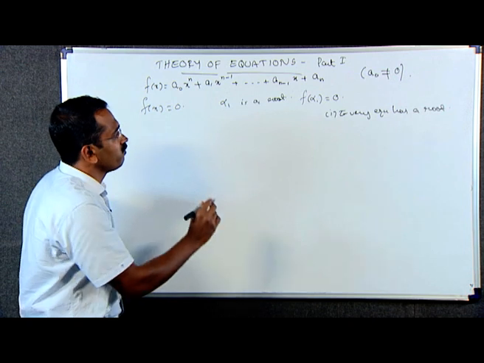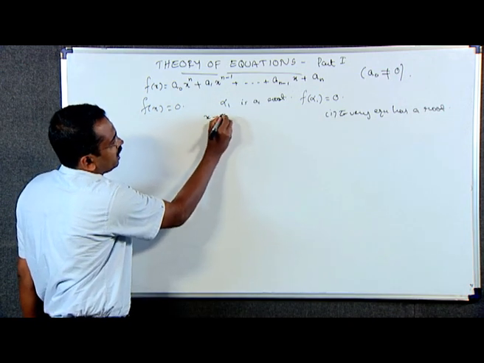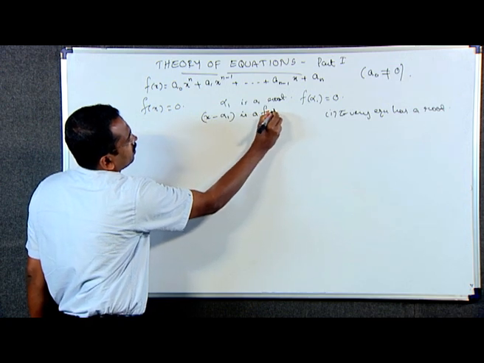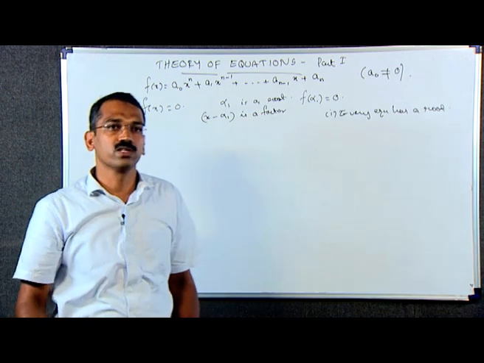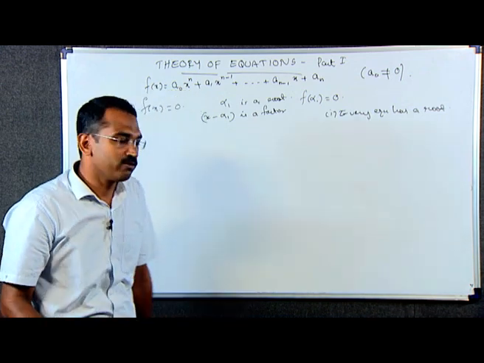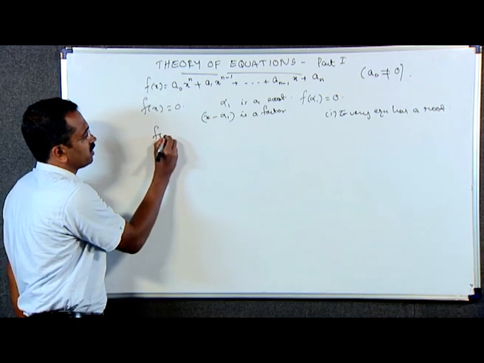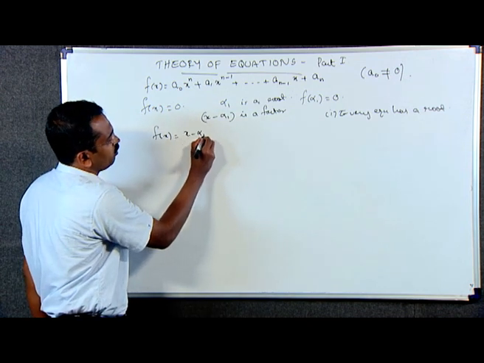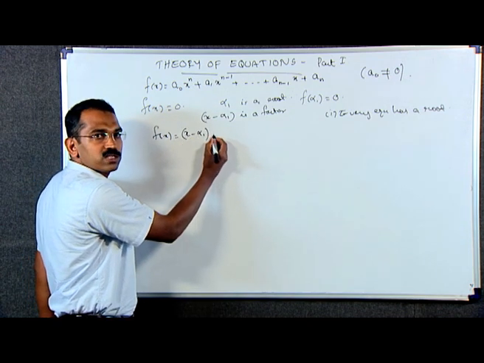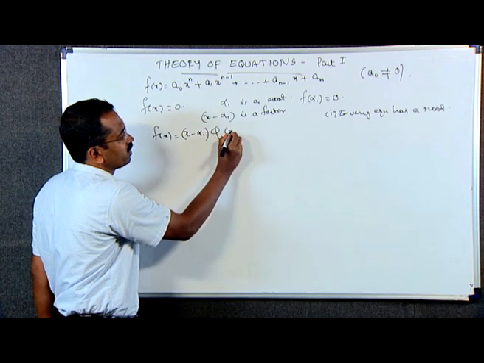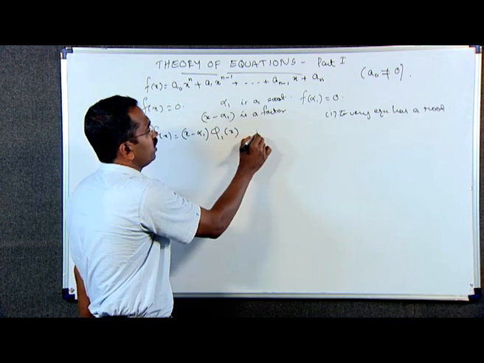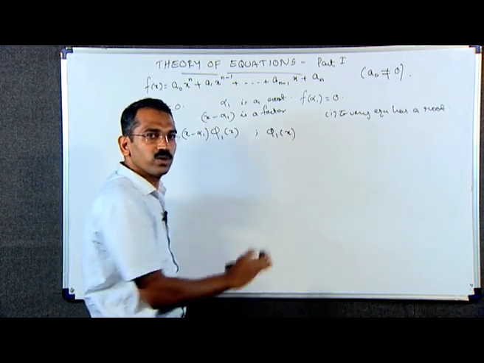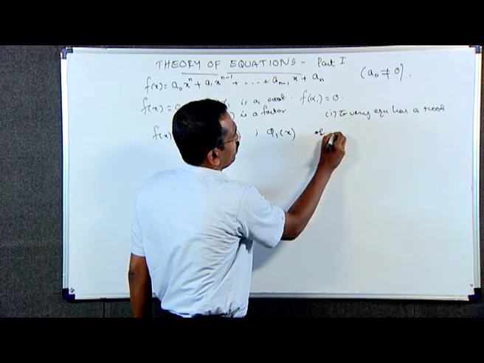Therefore, we can say that x minus alpha 1 is a factor of f of x. That is, f of x can be expressed as f of x is equal to x minus alpha 1 into some function of x, let it be phi 1 of x, where phi 1 of x is an algebraic polynomial of degree n minus 1.